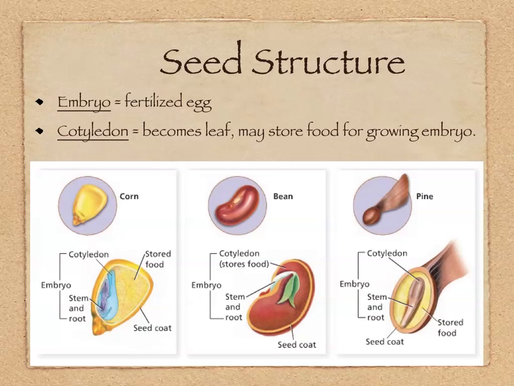And here you see 3 different types of seeds. One from corn, one a bean, one from a pine tree. And characteristics of all of them are that each has a stem and a root with a cotyledon and an embryo that composes the embryo. And each one of them has stored food, kind of like the yolk of an egg, that will help the growing plant survive.